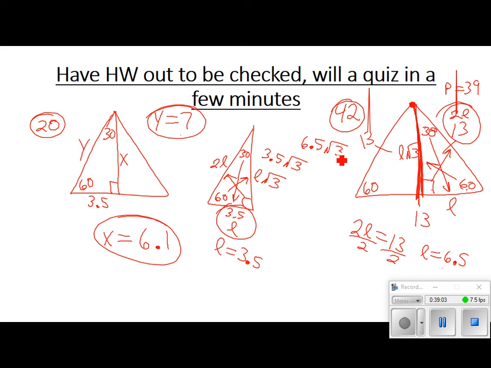Same idea, right? You're probably going to give what answer this time? The decimal. Grab your calculator. What's 6.5 times the square root of 3? 11.25, so just leave it that way, 11.25. That's how long that altitude is.